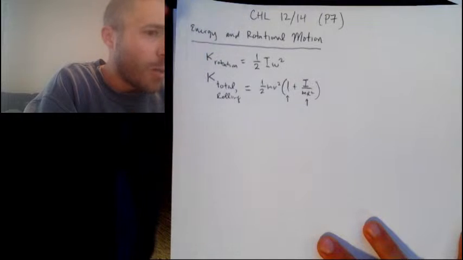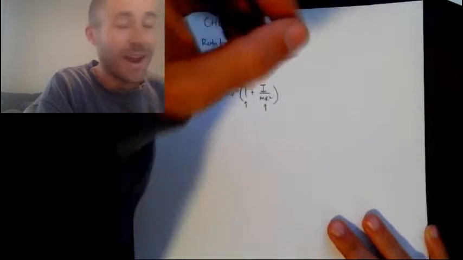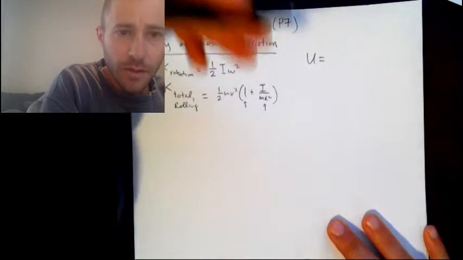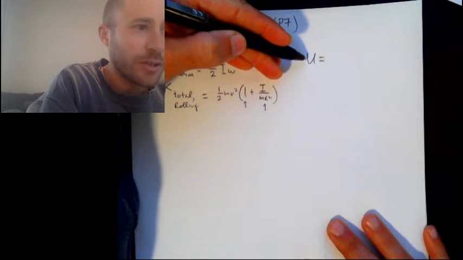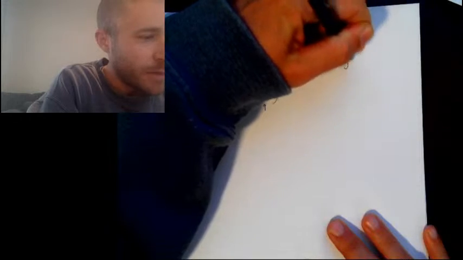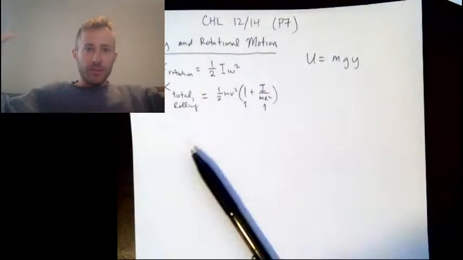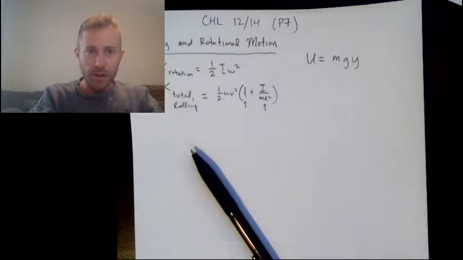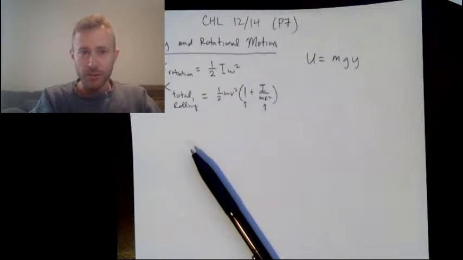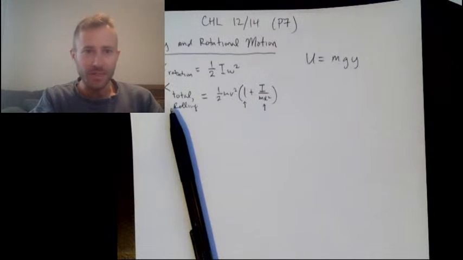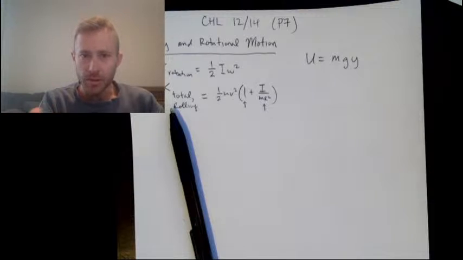Okay, so what I wanted to talk about today is gravitational potential energy if you have an extended object. If you have an extended object, the gravitational potential energy is still mgy, but because it's an extended object, the question is, what is the y value that we choose? Does anyone want to guess what y value we choose when calculating the gravitational potential energy of an extended object? Type it in the chat if you think you know.